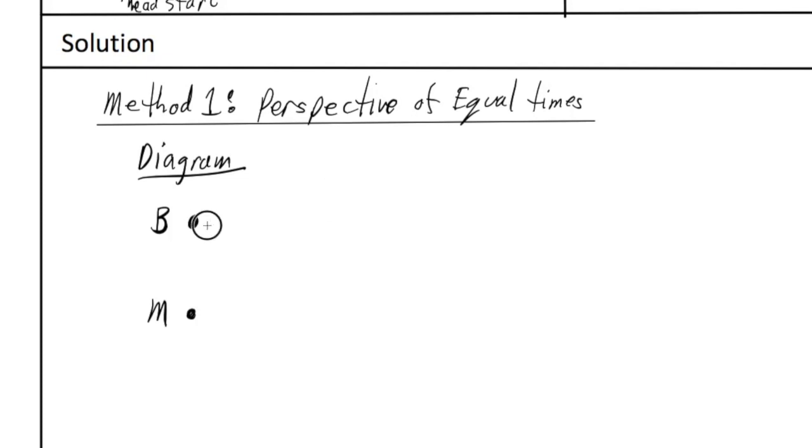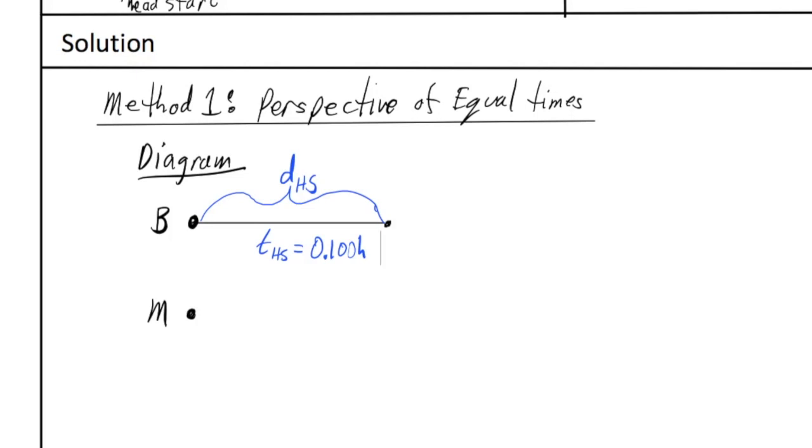So let's take a look at the first 6 minutes. For the first 6 minutes, the boy is going to cover some ground, and this refers to the distance of the head start. And we know that the time for this head start is equal to 6 minutes, or 0.100 hours.